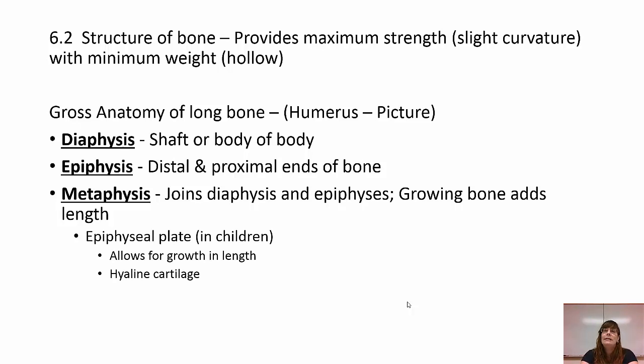The epiphyseal plate in children is what allows for growth in length. Basically, it's hyaline cartilage, and then the cartilage is replaced with bone. In adults, when growth is over, it becomes the epiphyseal line. So you have hyaline cartilage completely turned to bone, so there's no longer a plate. That's actually how doctors can tell if a child has stopped growing. They can take an x-ray, and if they see that epiphyseal line, they know that the child is done growing.